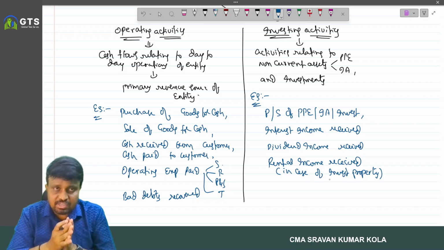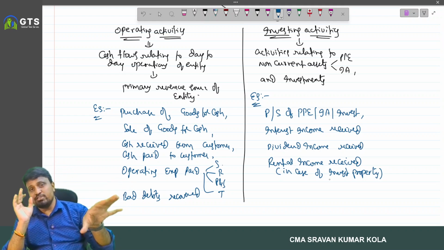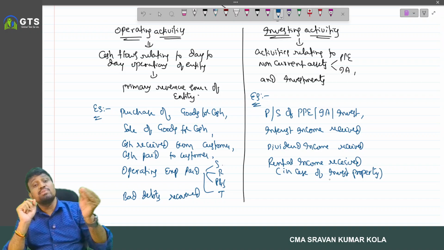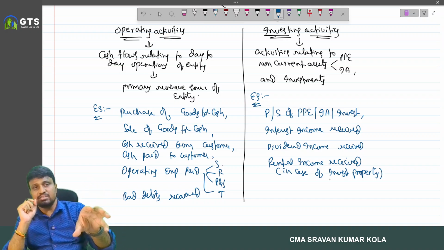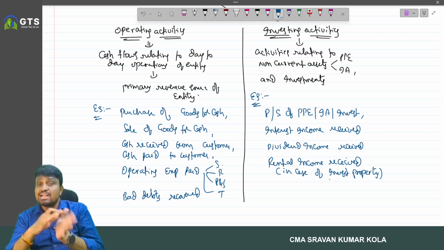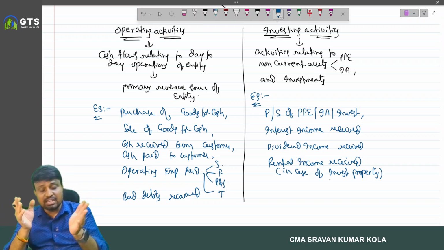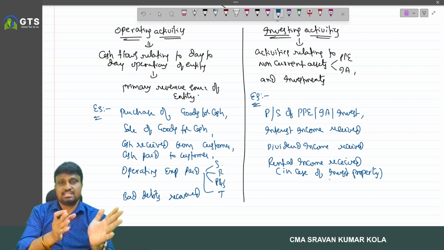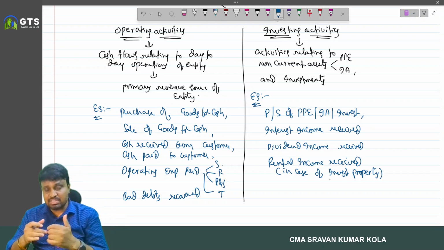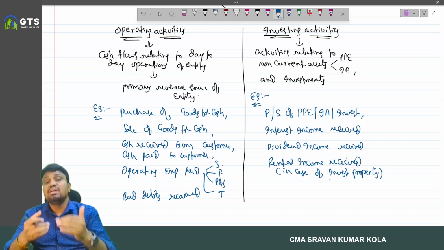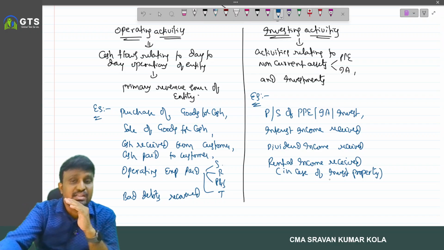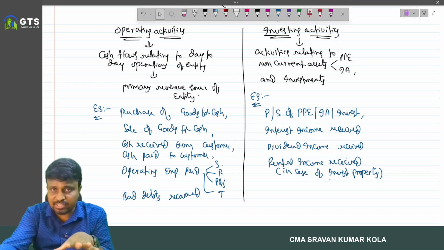So any activities relating to the day-to-day operations of the entity, relating to its primary revenue source, are covered under operating activity. And second, any activities incurred in relation to non-current assets like PPE, intangible assets and investments are covered under investing activity. I hope you understood. Okay.